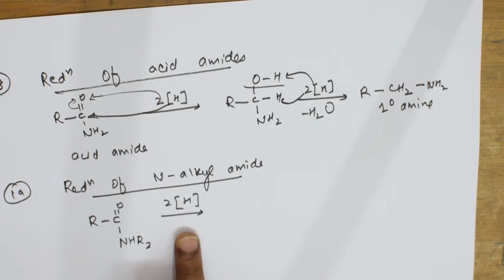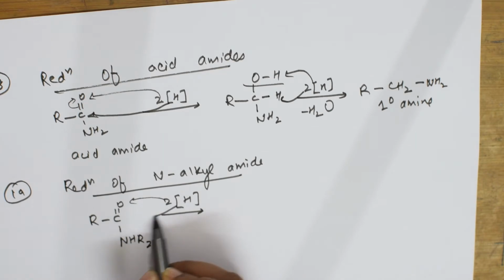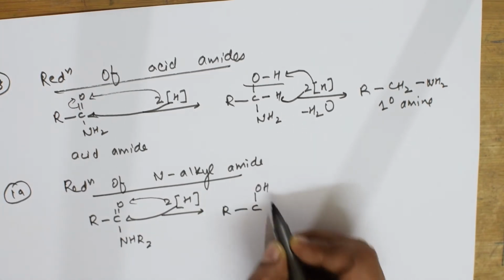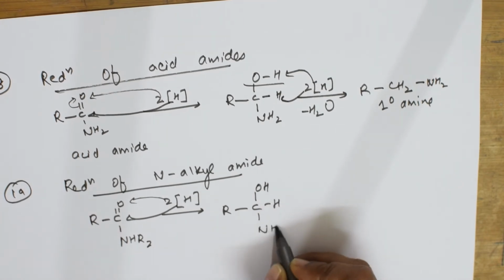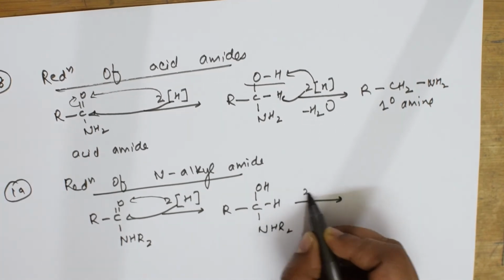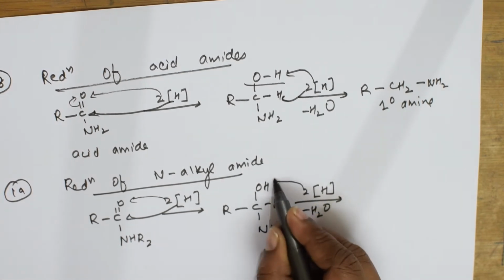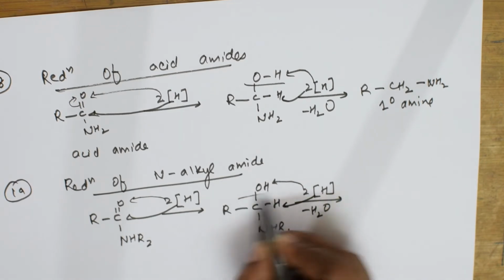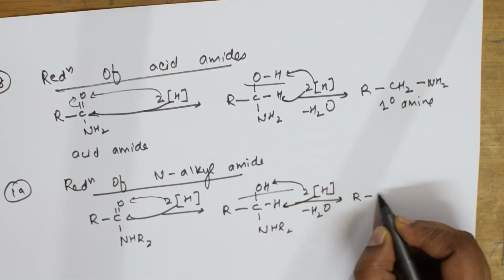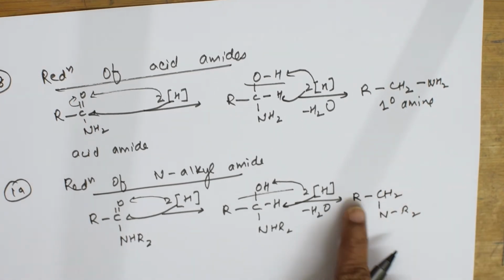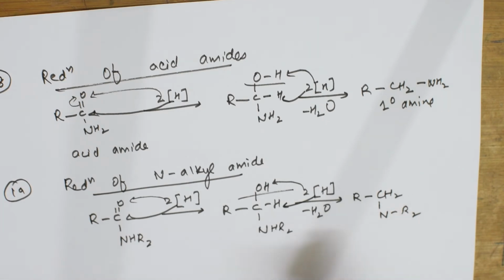And so when I add further 2 hydrogens, 1 hydrogen will add here, 1 more hydrogen will add here. Let us write R C OH CH NHR2. Further, I am going to add 2 hydrogens to this. Here, removal of water. 1 hydrogen adds here, 1 more hydrogen adds here. There is a cleavage of the bond. I get R CH2 NR2.